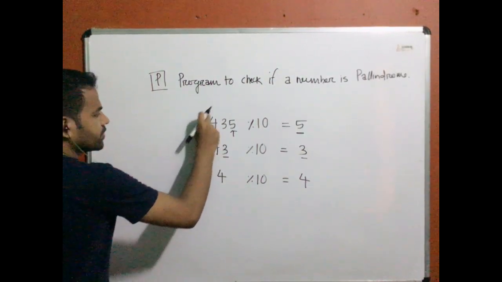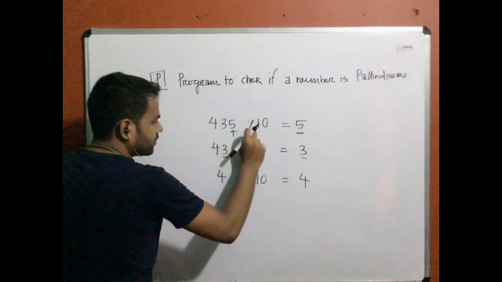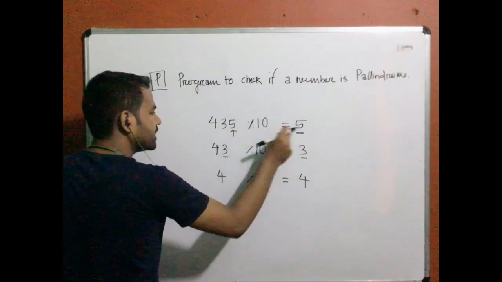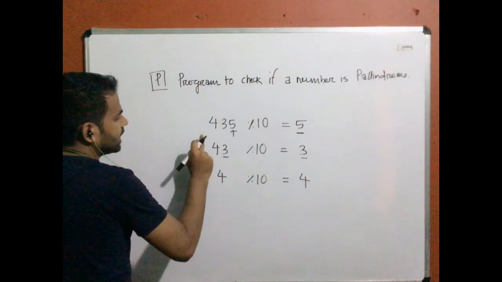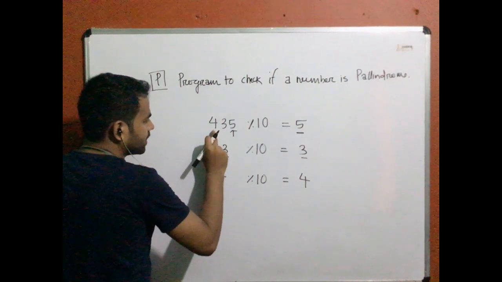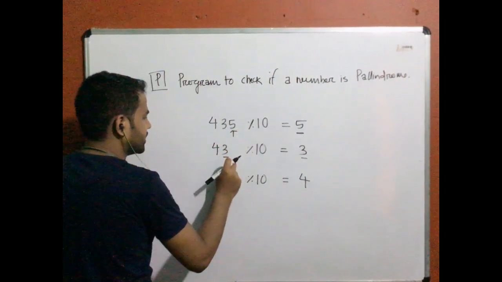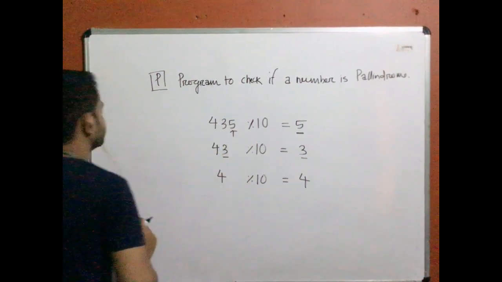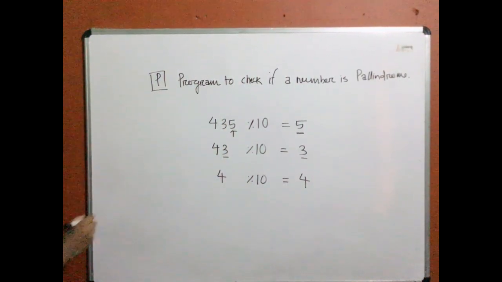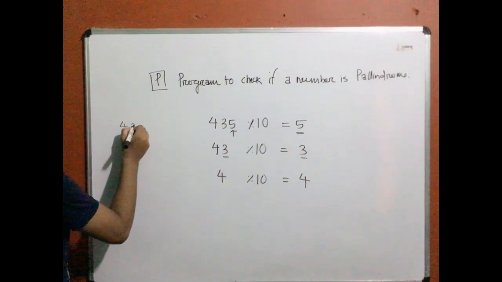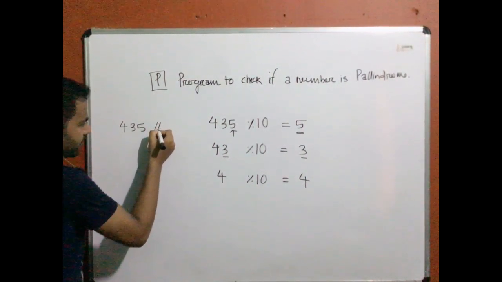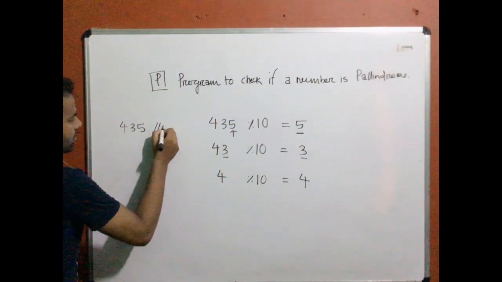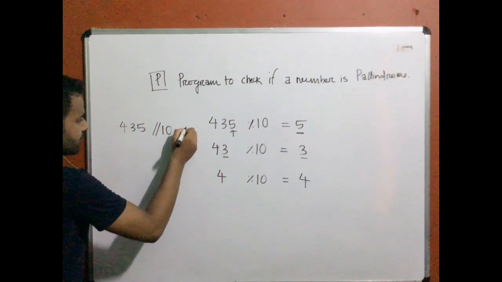Now how am I going to do this? If I perform modular division by 10, I get the unit digit. Now I need a way to convert 435 into 43. This means removing the last digit. Let's see how to do that. Suppose I have the number 435, and I perform integer division on that number. I'm going to get 43.